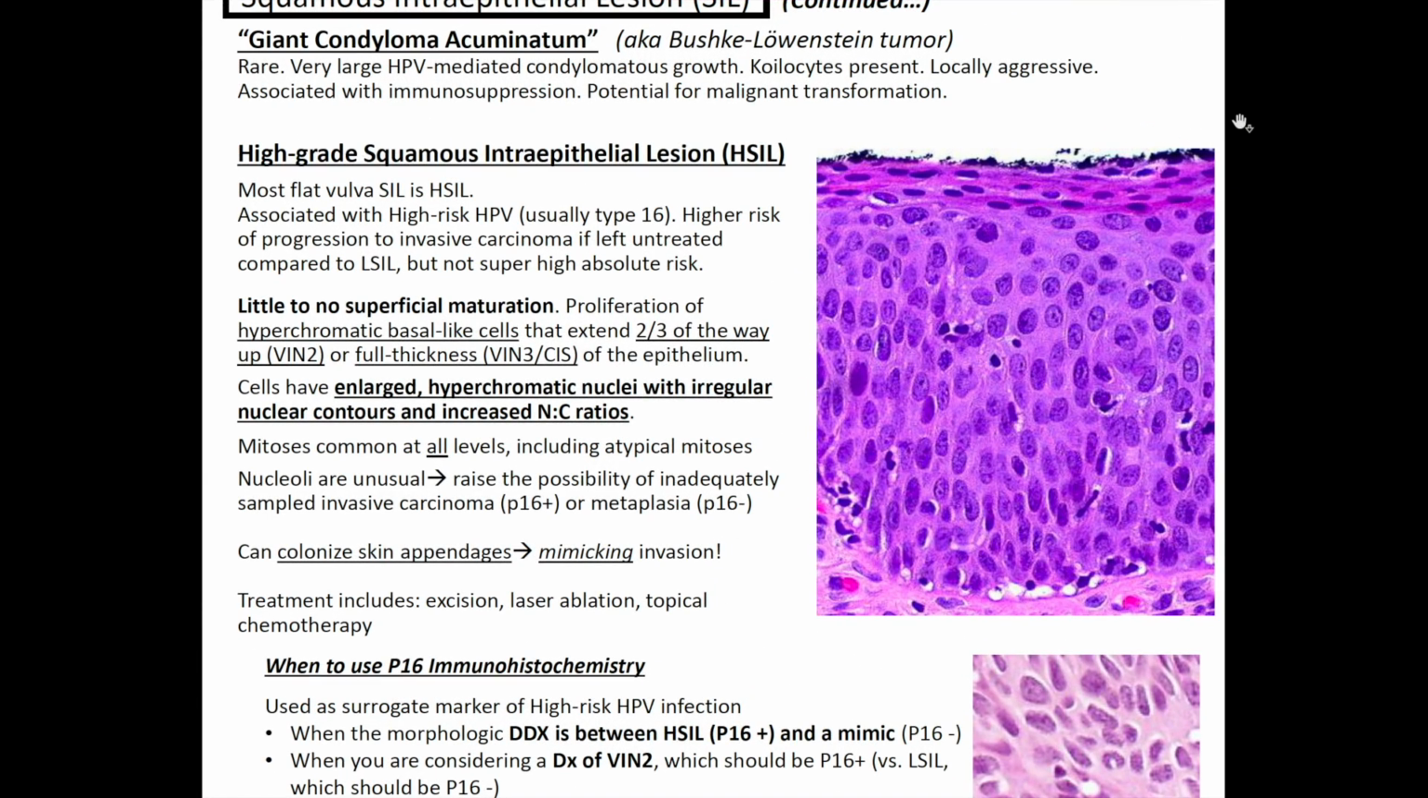Continuing on with our squamous intraepithelial lesion discussion, next up we have giant condyloma acuminatum, which is a rare, very large HPV-mediated condylomatous growth. You're going to see koilocytes. It can be locally aggressive, and it's associated with immunosuppression with a potential for malignant transformation.